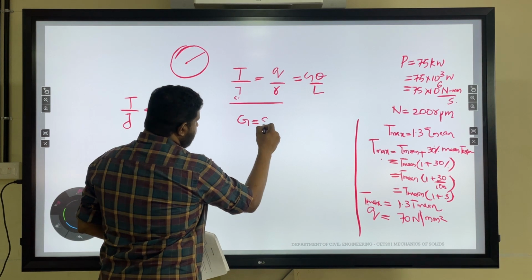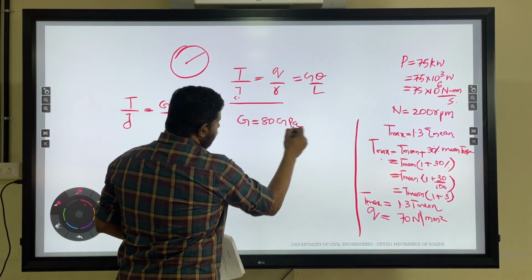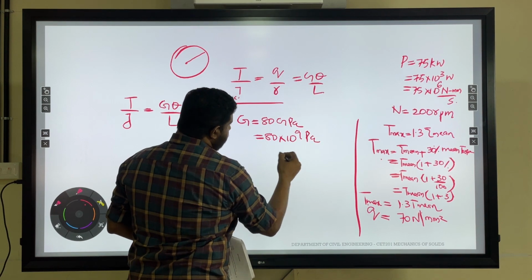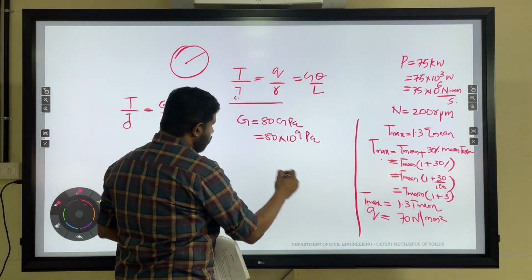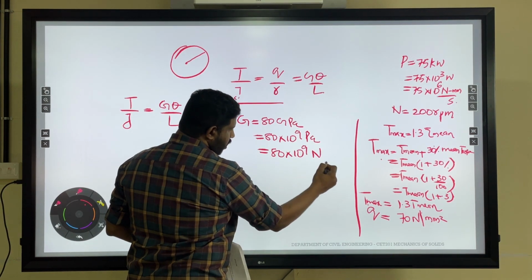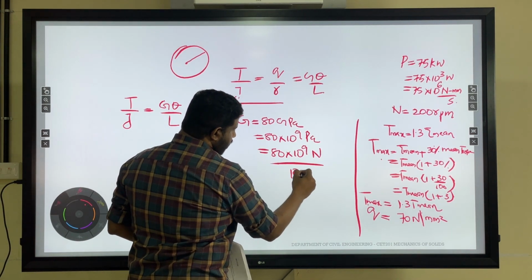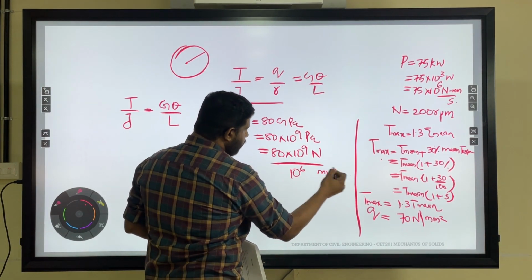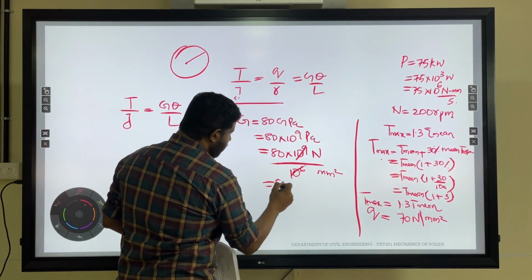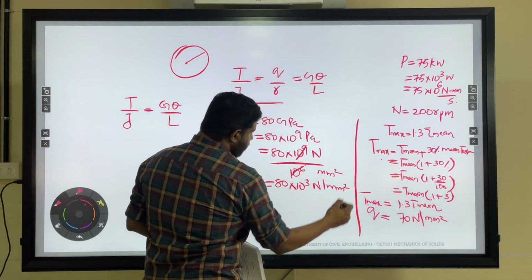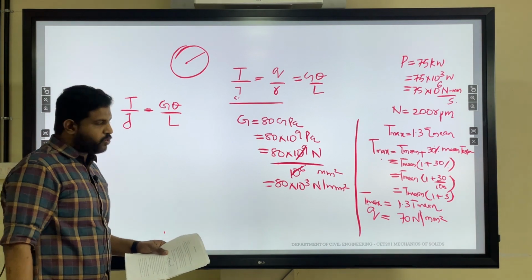G is given as 80 gigapascal, okay, which is 80 into 10 raised to 9 pascals. Pascal is Newton per meter square. So when you convert it, 80 into 10 raised to 9 Newton per meter square. To convert to mm, a factor of 10 raised to 6 comes in. So this will get cancelled. You will be getting 80 into 10 raised to 3 Newton per mm square. So every value should be in Newton and mm square.